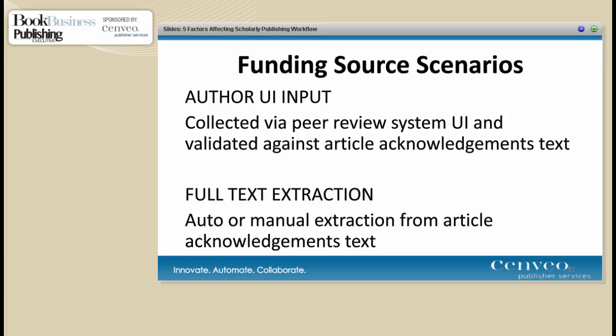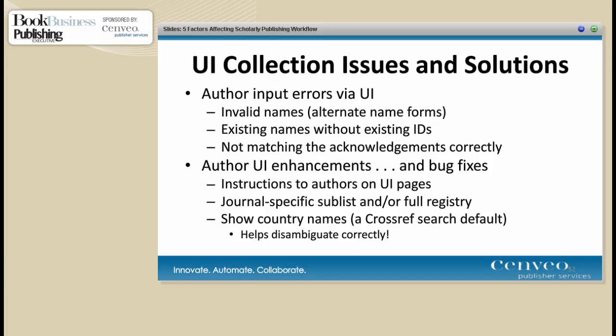So in the first solution, the UI-based, there have been a lot of challenges in collecting funding metadata via UI. Problems such as getting invalid names, misspellings, actual registry names not matched correctly to the registry IDs, and author input not matching their text well. So there's been a lot of industry discussion and experiments about UI enhancements to optimize this. One of the early ones was adding on-screen instructions telling the authors to make sure their metadata input matches the acknowledgement sections. That was a big improvement.